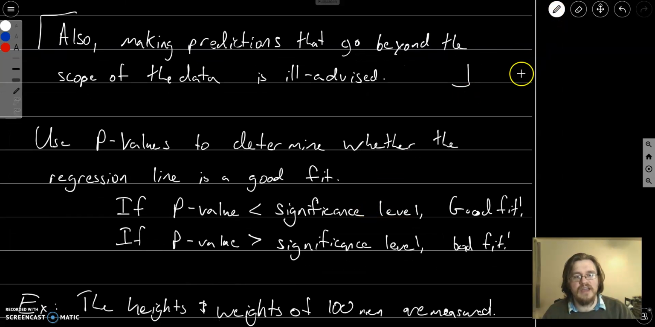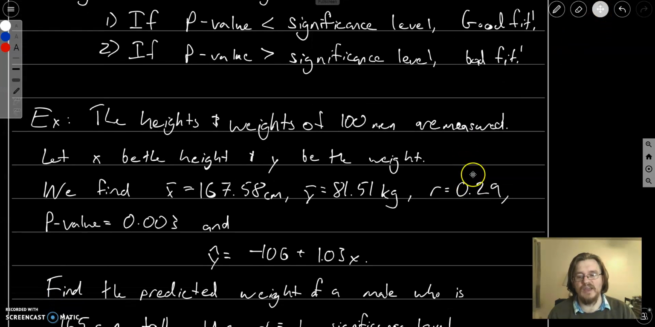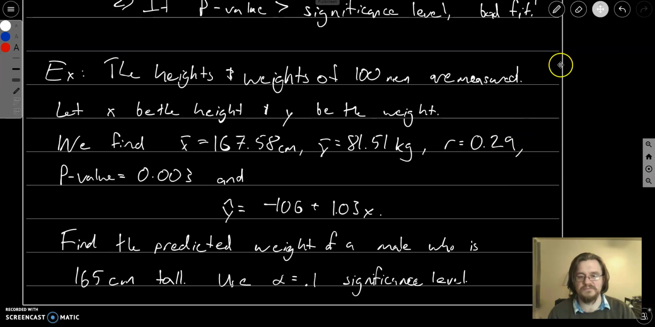In particular, how do we tell if a regression line is a good fit or not? We just use p-values. And these are the two things that we'll have to remember. If the p-value is less than the significance level, that means the regression line is a good fit, and we should use it. If our p-value is bigger than the significance level, well, then we can't really trust our regression line. So we'll keep this in mind as we look at this first example.